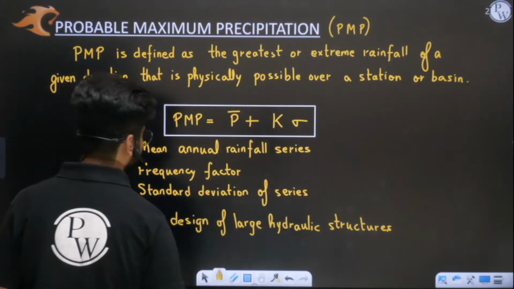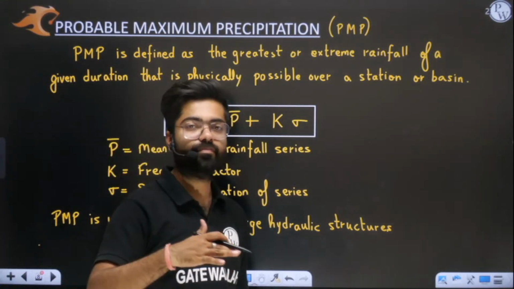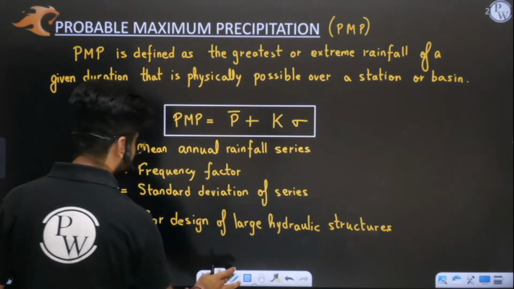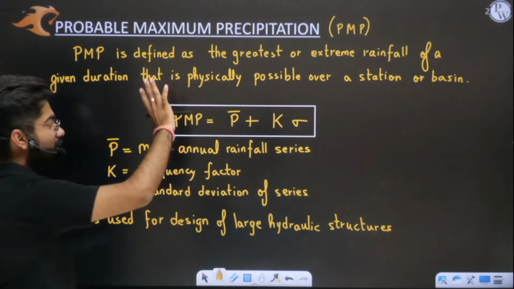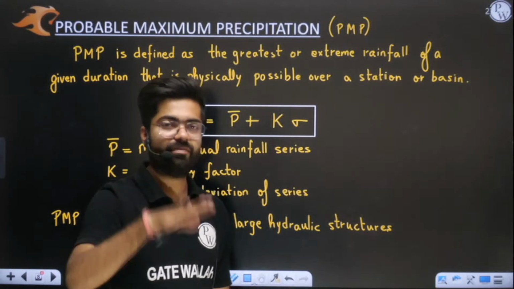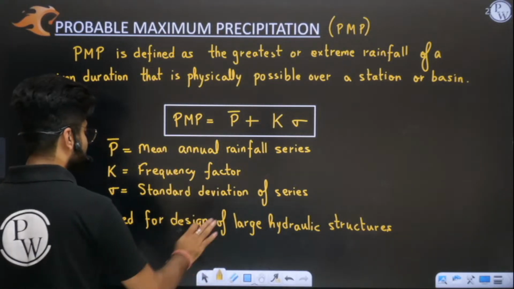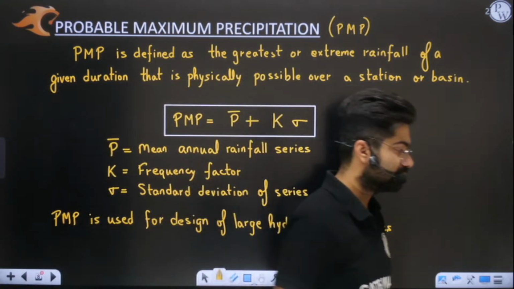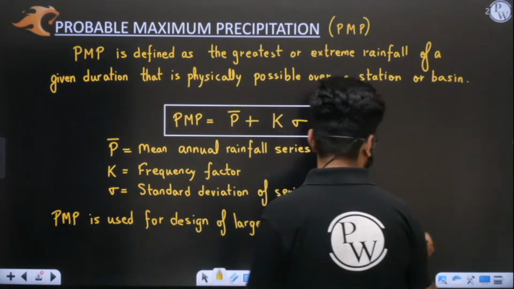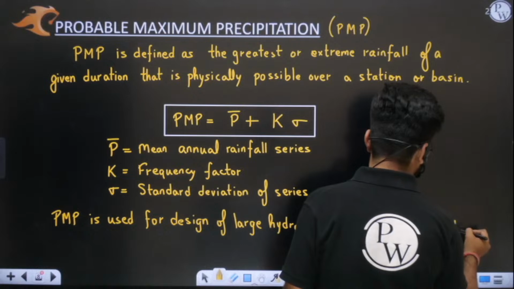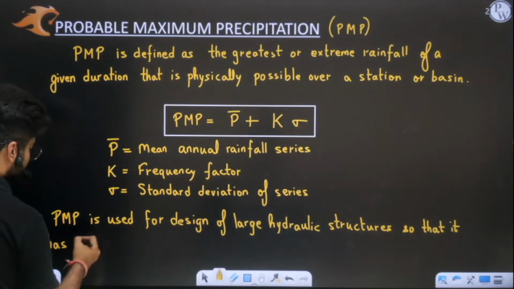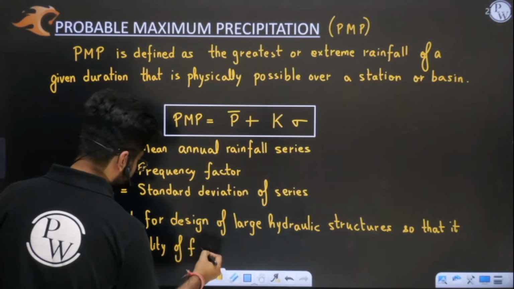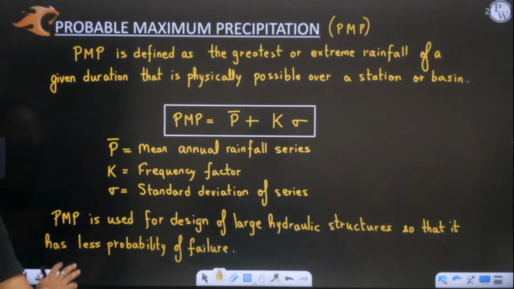Similarly, when we are designing a very large hydraulic structure such as a huge dam, let us say Tehri dam or Bhakra Nangal dam, such dams are designed for PMP, so that no matter what, they are able to resist the highest rainfall. The probability of occurrence of such events is very low, but still my structure is ready for it. So the probability of failure decreases. Okay, I hope this PMP topic is very clear to you.